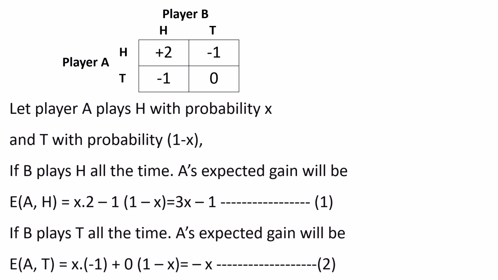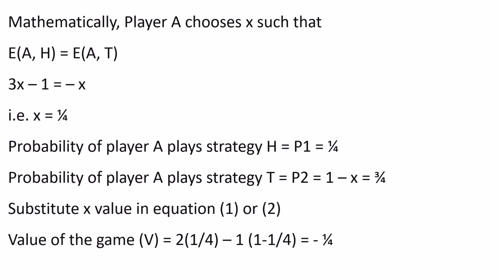So this can be mathematically derived as: player A chooses X such that the expected gain of A when he plays the tail will be equal to the head. So that becomes 3x minus 1 is equal to minus X. So X will become 1 by 4. The probability of player A playing strategy H, that is P1, is equal to 1 by 4, because this is X. And the probability of player A playing strategy T, P2, will be 1 minus X, that value will become 3 by 4.